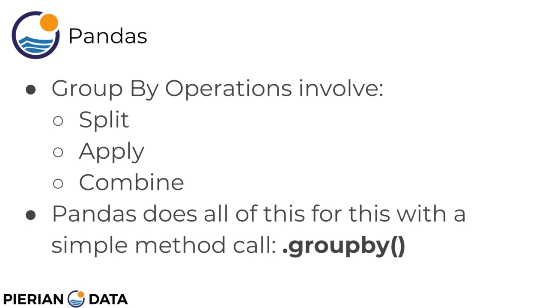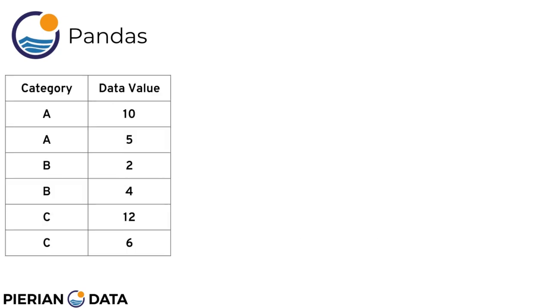Fortunately, pandas is going to do all of this for us on the back end with a simple method call, .groupby. But in case you're not familiar with GroupBy, for example, maybe you haven't used SQL, and you're not familiar with this idea, let's quickly go over the fundamental aspects. Let's first imagine we have a data frame, where we have some sort of categorical column, where we have A's, B's, and C's. So we have categories here, and then we have some sort of continuous data value.